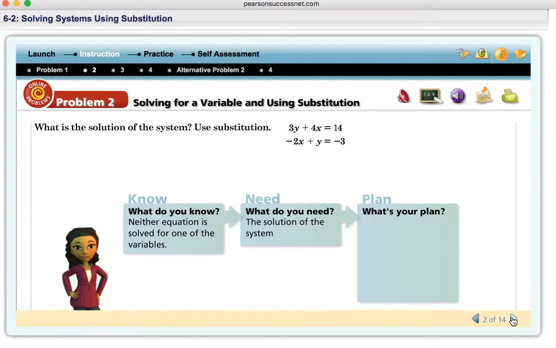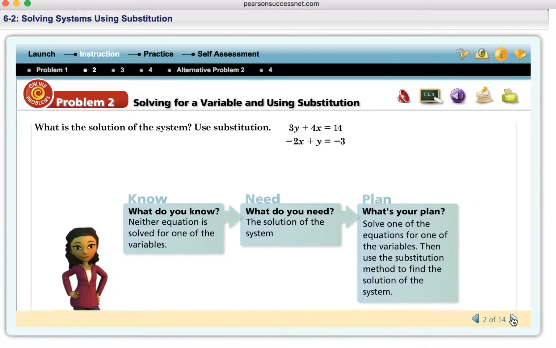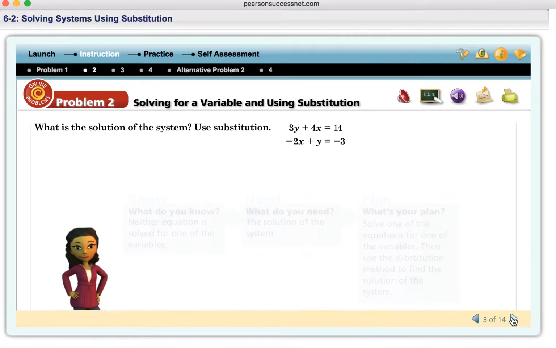So what's your plan? Solve one of the equations for one of the variables. Then use the substitution method to find the solution of the system. So essentially what we're going to do is solve for either x or y. And hopefully one of the two equations is going to be easier than the other one to solve for x or y. Step 1. Solve one of the equations for one of the variables.